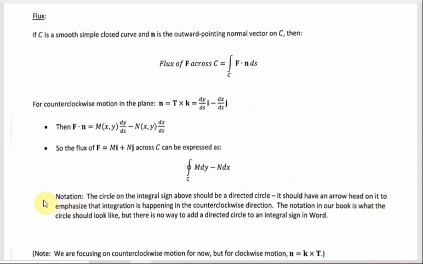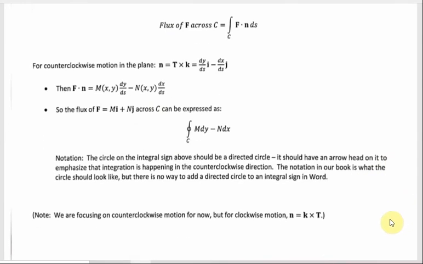Our book has the arrow. I couldn't really make it in Word. That's not possible, so that's why it's not there. But that's why there's this paragraph here about it, because that notation is supposed to look slightly different, but I couldn't have the directed circle. I could just have a regular circle in the middle.